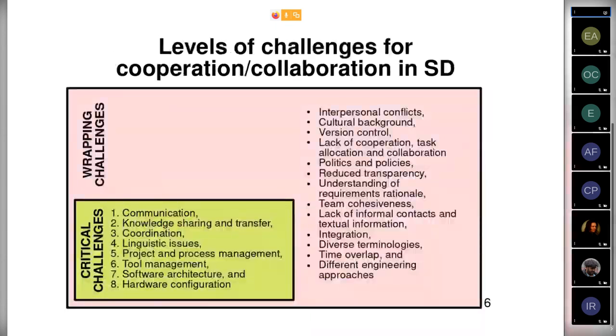Those challenges we can also group into two main levels. The kernel of those challenges can be called critical challenges, and this group is present at all levels of cooperation and collaboration in software development. You can have challenges of communication, knowledge sharing and transfer, coordination, linguistic issues, project and process management, tool management, software architecture and hardware configuration at the team level. You can also have them at the company level, and you will have them for sure at the country level.